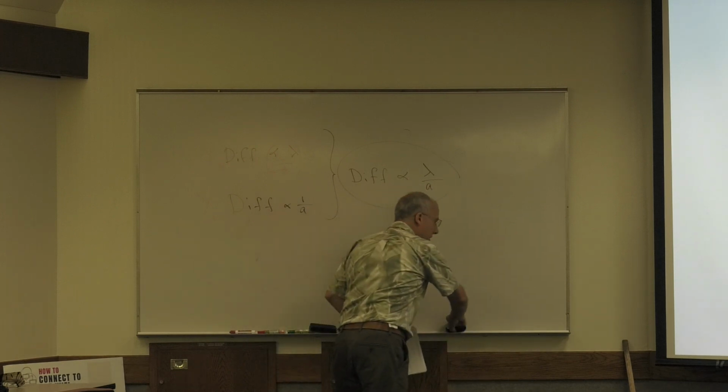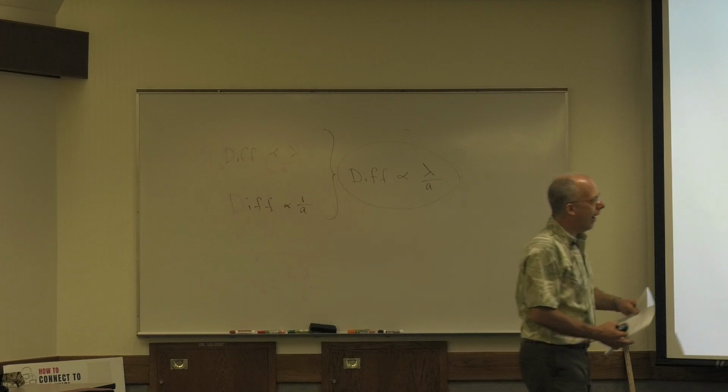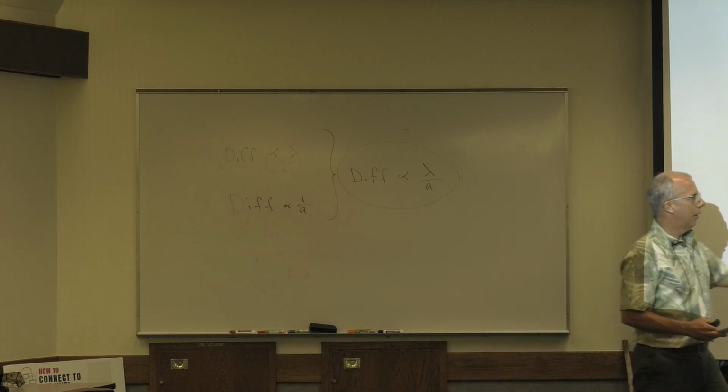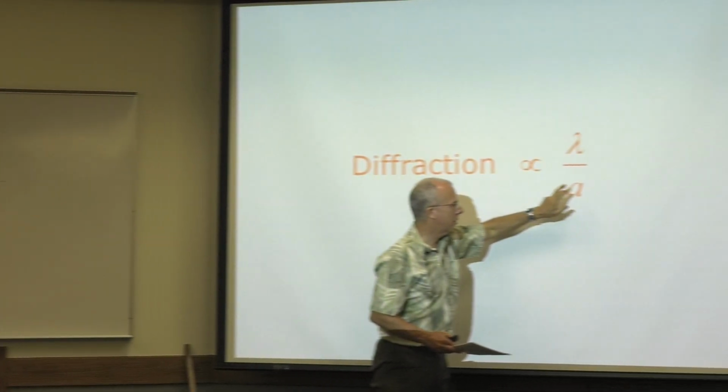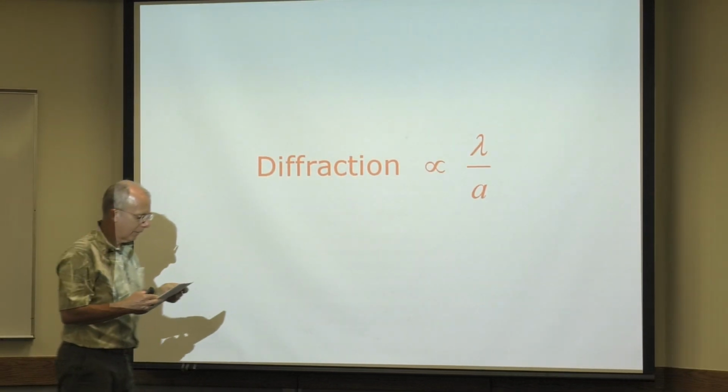All right, so here's the bottom line. Diffraction is proportional to the wavelength. The bigger the wavelength, the more diffraction. But it's inversely proportional to a. We want small a to get big diffraction.